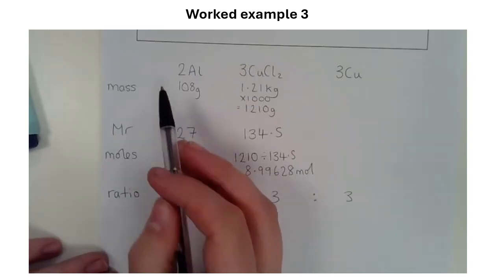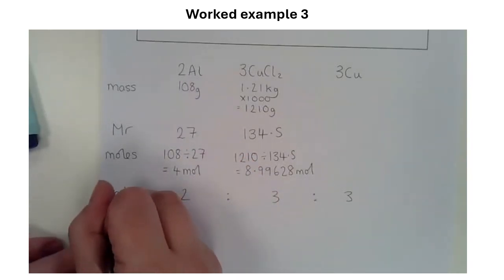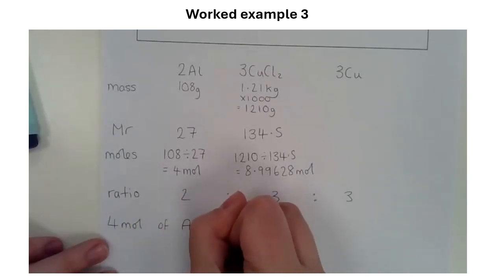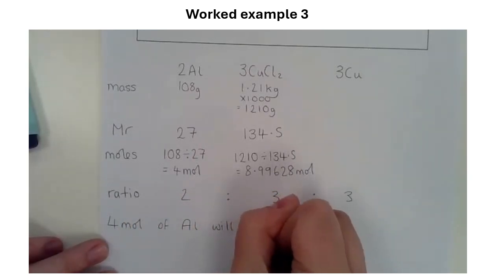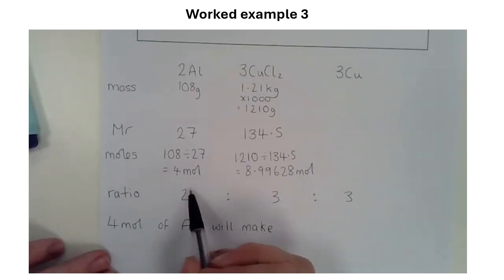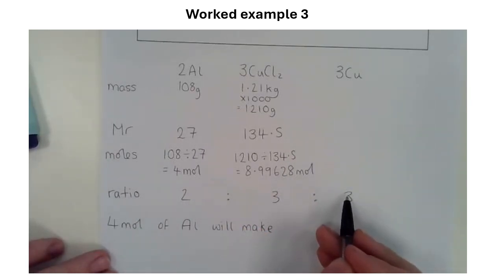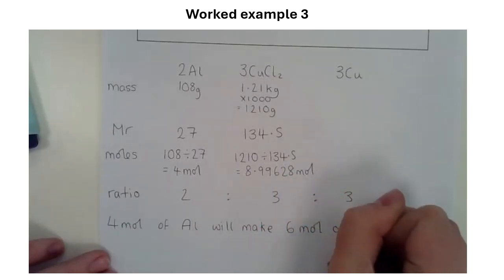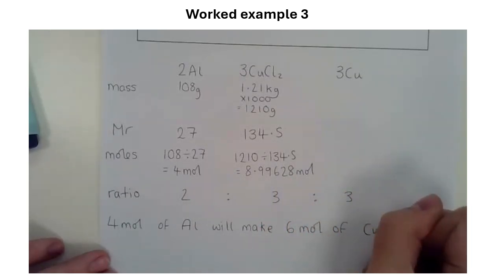I am going to start by looking at aluminium. 4 moles of aluminium will make, and I'm going to apply my 2 to 3 ratio here. So I need to multiply by 1.5. So this will make 6 moles of my copper.